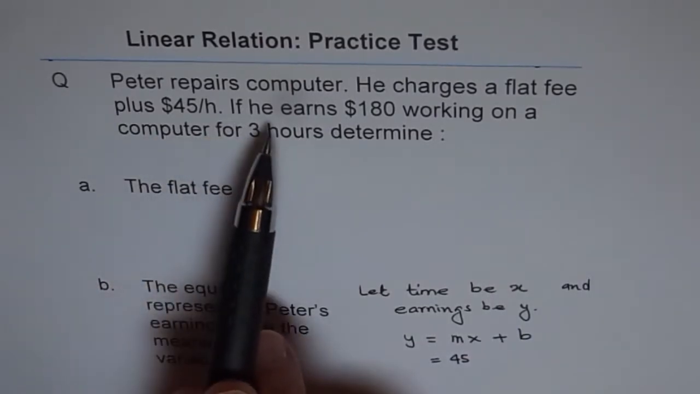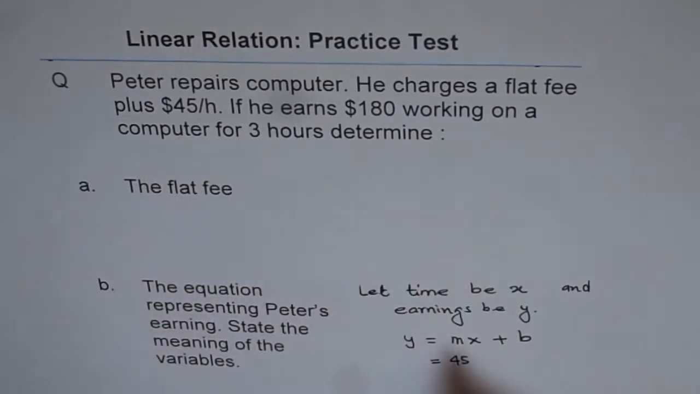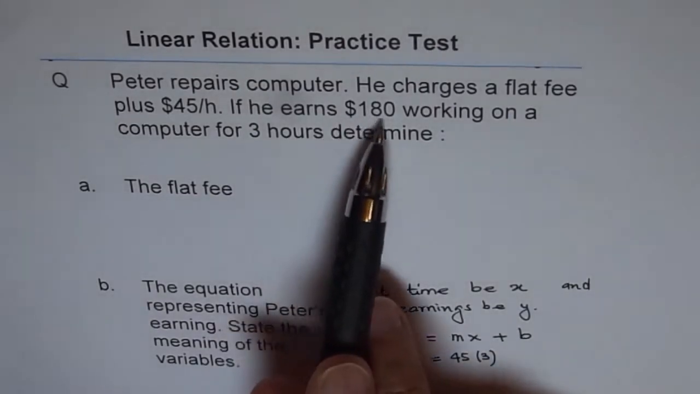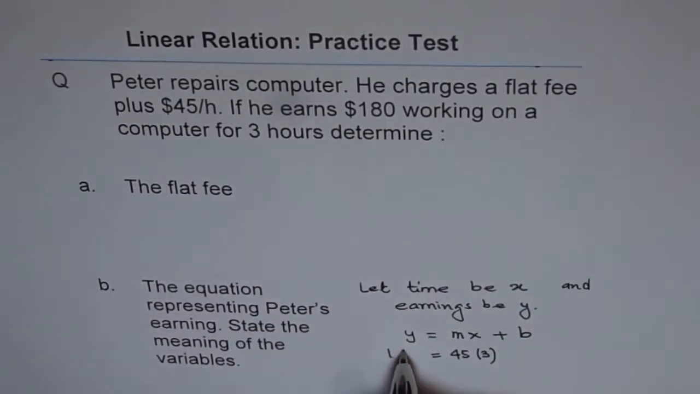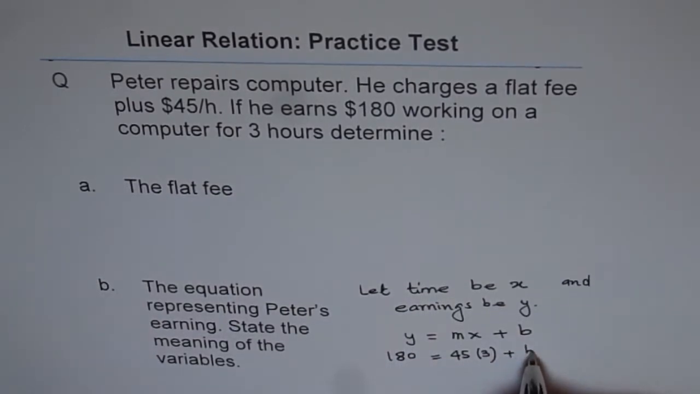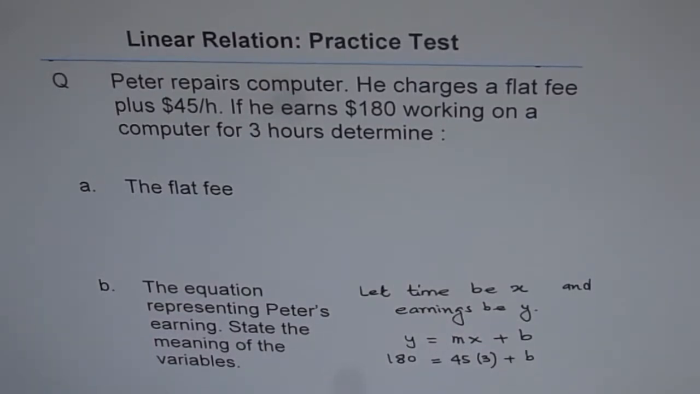Now, if he earns $1.80 working on a computer for 3 hours, that means we are given x as 3 hours. And we are also given $1.80 as the earnings. So we get $1.80 equals the rate times 3, plus b, right? So from here we can find what b is. Do you understand? That is how we should approach this problem, and that will also help us to get the equation. I hope you understand the concept. So let me solve this and get the answer.